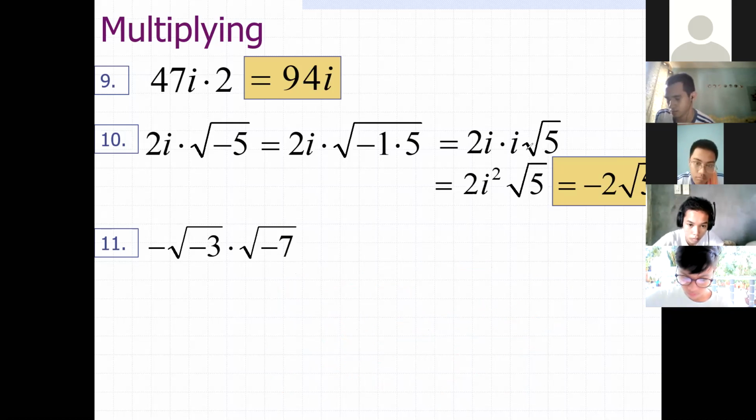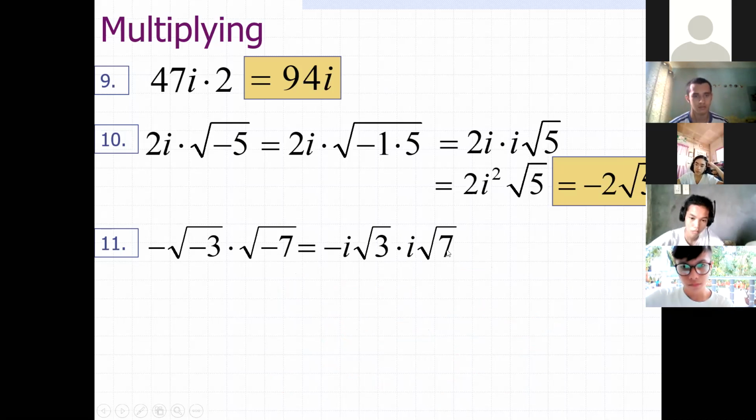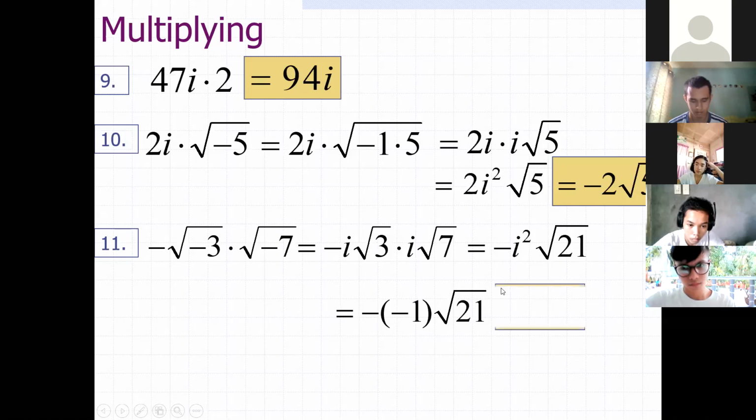I think Ken Buliser is ready to give his answer. Sir, I think it's square root of 21. Yeah, square root of 21 is the answer. Yes, indeed, that is square root of 21. Because the square root of negative 1 is i, so we have i times i, which is i squared. And since i squared is negative 1, negative times negative becomes positive 1. Therefore, the answer is simply the square root of 21.